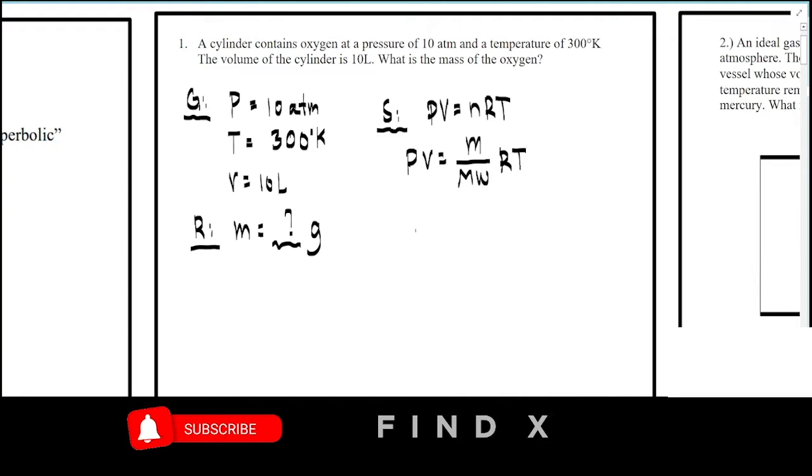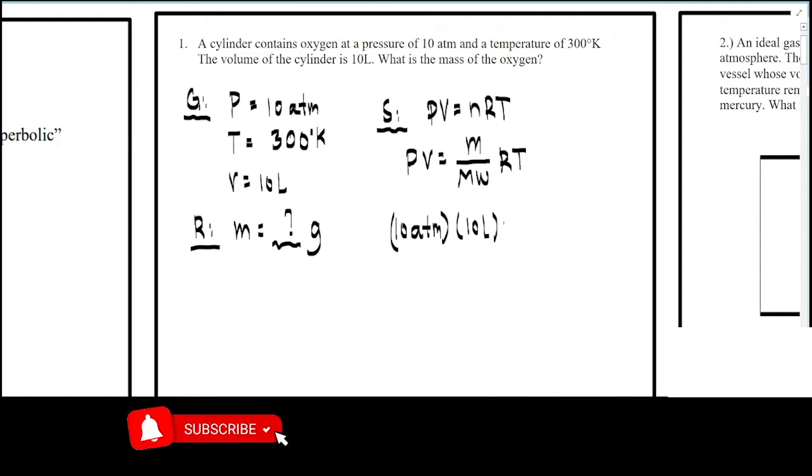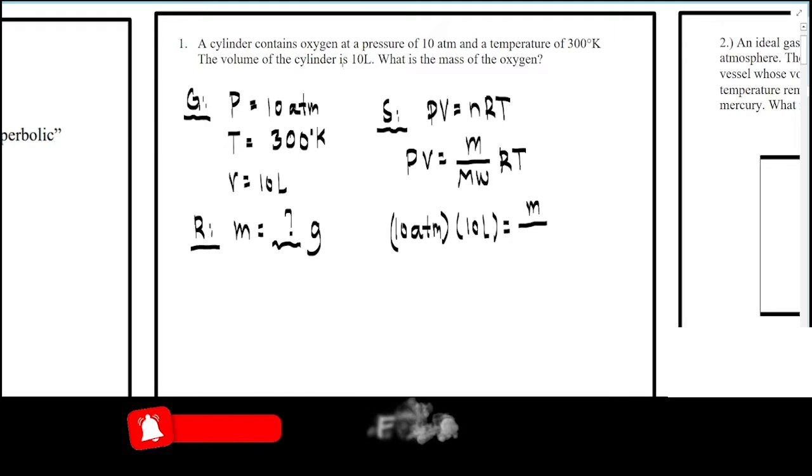Now, substituting the values. We have pressure, which is 10 atmosphere, and the volume, which is 10 liters. M is the one that we are looking for, so we will leave it unknown. I'll just write it here, m. And now, what is the molecular weight? Molecular weight of the oxygen, we already know this one, that is 32 gram per mole.